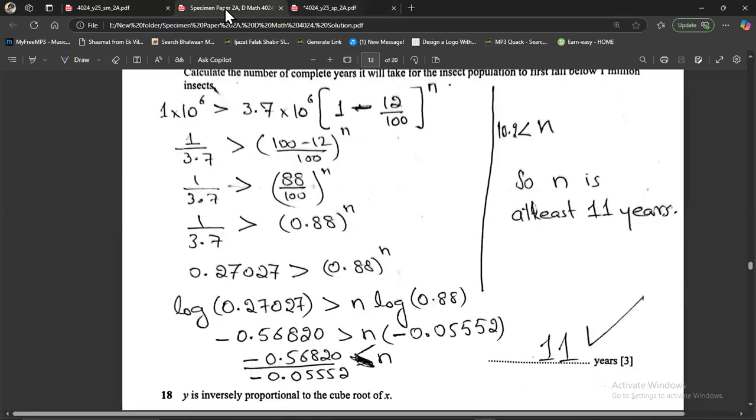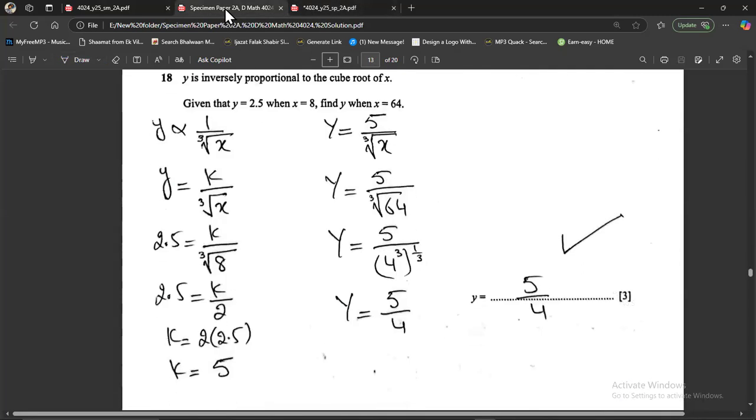Okay, so here we go. So y is proportional to 1 divided by the third root of x. So y will be equal to k divided by the third root of x. Here they say y is 2.5 and x is 8. Just put those values. So 2.5 is equal to k divided by the third root of 8, which is 2. So this 2 will go to the other side and multiply with 2.5. So k is equal to 5. Now the formula will become y equals 5 divided by the third root of x.